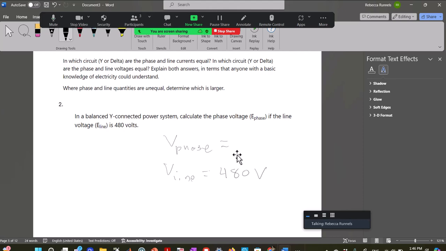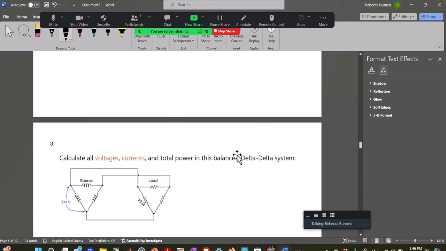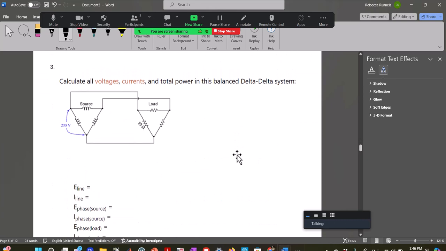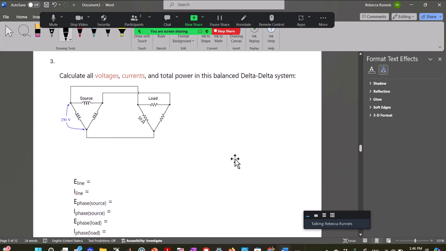Okay, so based on what we just did on a Y-connected power system, what should it be? So I want everybody to see if you can come up with the answer. 480 divided by square root 3. Yep. So it's going to be 480 divided by square root 3, which gives us 277 volts. You're probably not going to have too many questions like that.